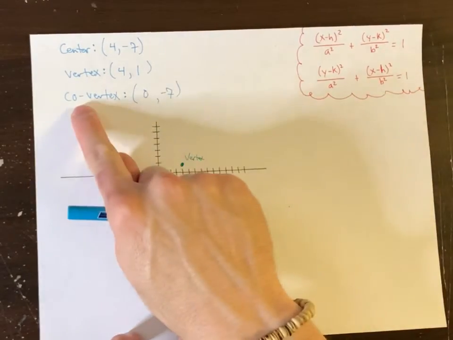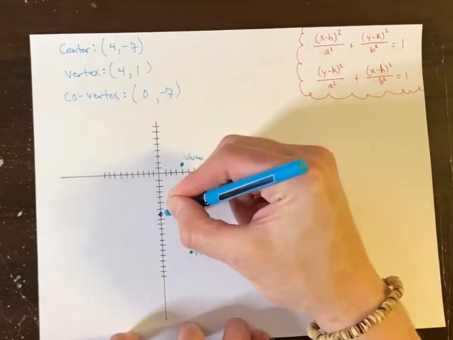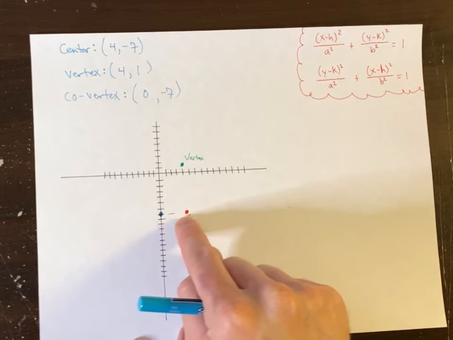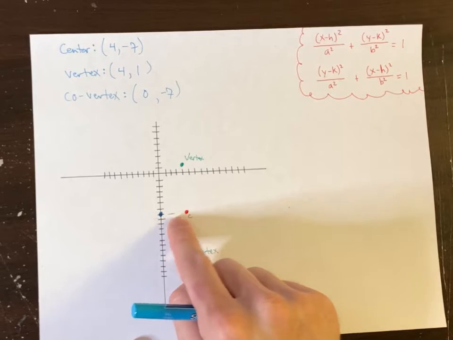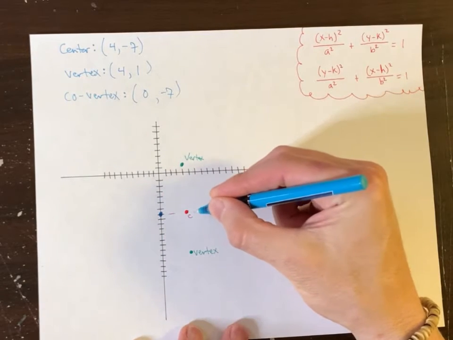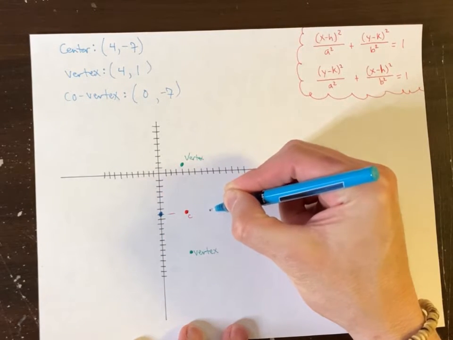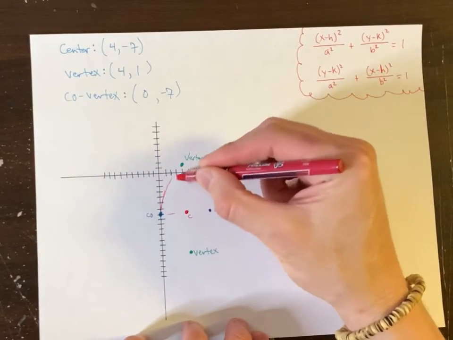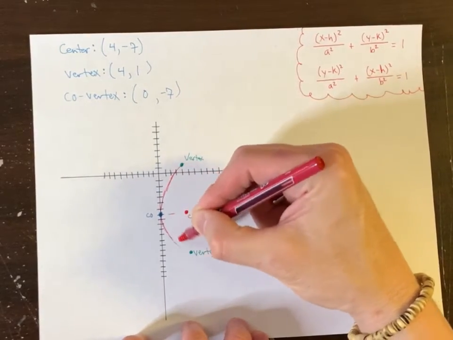And now we have a co-vertex at (0, -7). That's right there. And this little gap, if you count it on graph paper, it's going to be 4 spaces. And since this is a gap of 4, you want to go over 1, 2, 3, 4, and call this a co-vertex there. And so the actual ellipse itself would look something like this.